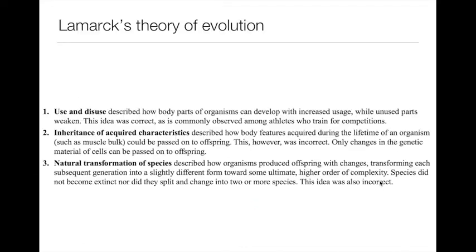Alright, but now let's see Lamarck's theory of evolution. One of the earliest advocates of evolutionary ideas was Lamarck. His theory included the following three important ideas. First of all, he talked about use and disuse. And he said that parts of the body with increased usage are developed, while unused weaken. This idea is correct because it is commonly observed, like among athletes who train for competitions.